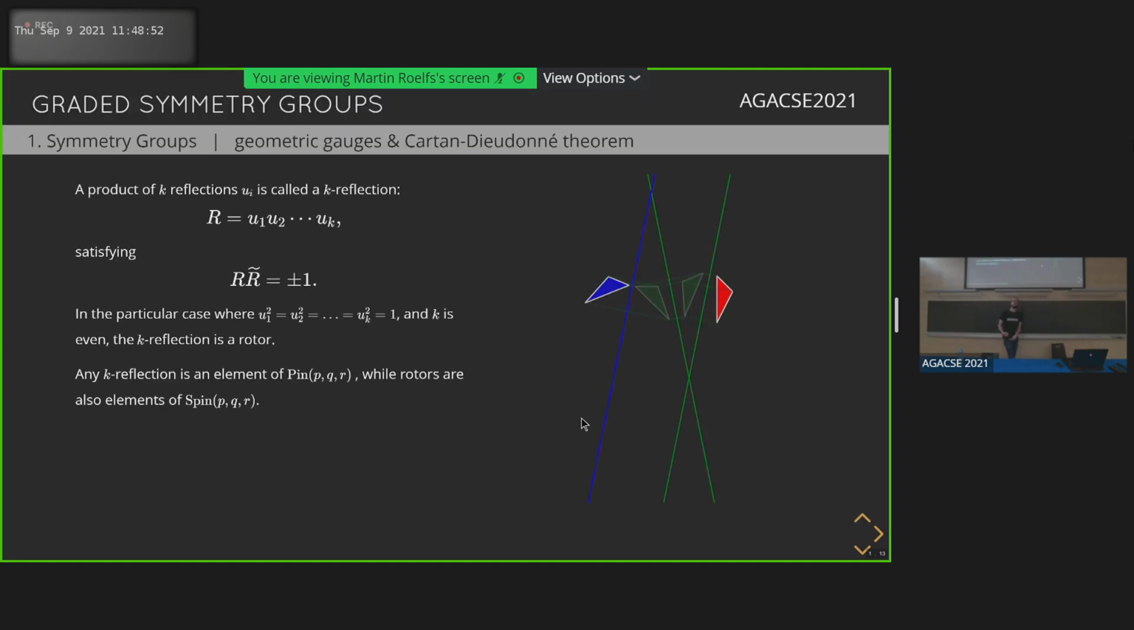So now I can go to the definition of a k-reflection, or so that is the product of k of these reflections, and they satisfy the rotor condition that R tilde R is plus or minus one. And in the particular case where they all square to 1 and k is even, then this k-reflection is part of the rotor subgroup. So any k-reflection is an element of what we in group theory would call Pin(P,Q), and we extend it with an R to allow for this degenerate metric. And rotors are then also an element of Spin(P,Q,R), right? They are even sub-algebra elements.